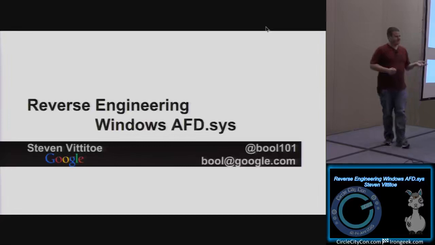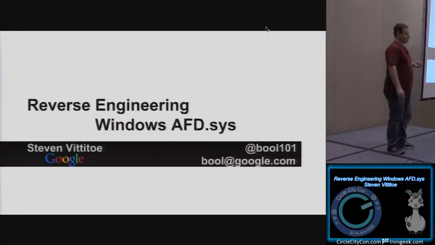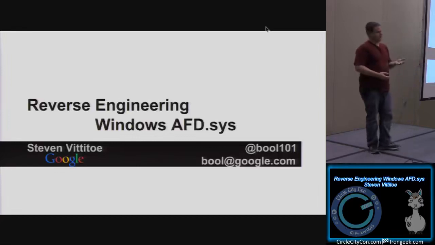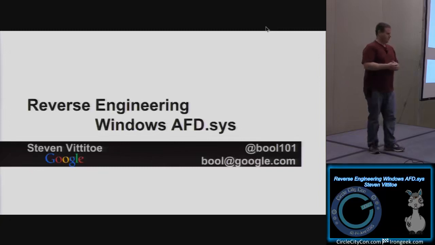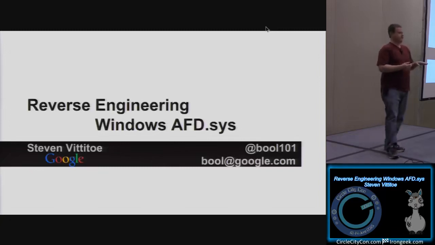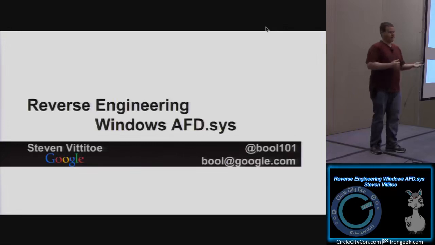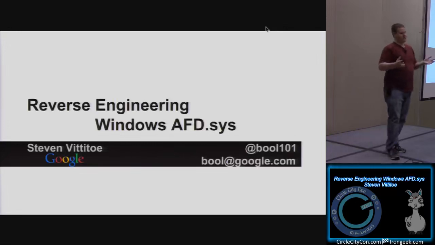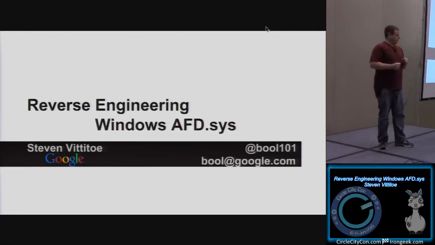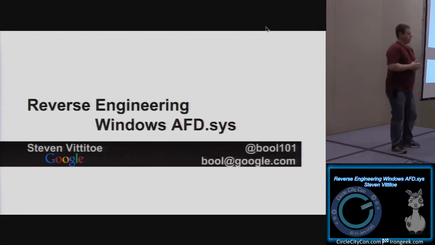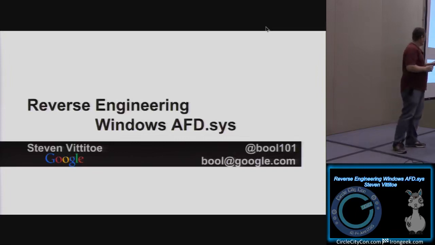So my name is Steve Vittitoe. I am a researcher with Google, and I work for a team there called Project Zero. The goal of Project Zero is to find zero-day vulnerabilities, report them under a very strict deadline of 90 days, and apply pressure and leverage to vendors to fix their bugs, rather than report a bug and then wait 3 years for this information to never be fixed. So my contact information is here. @Bool101 is my Twitter handle, bool@google.com if you want to email me. And I've been on this team about 8 or 9 months now.